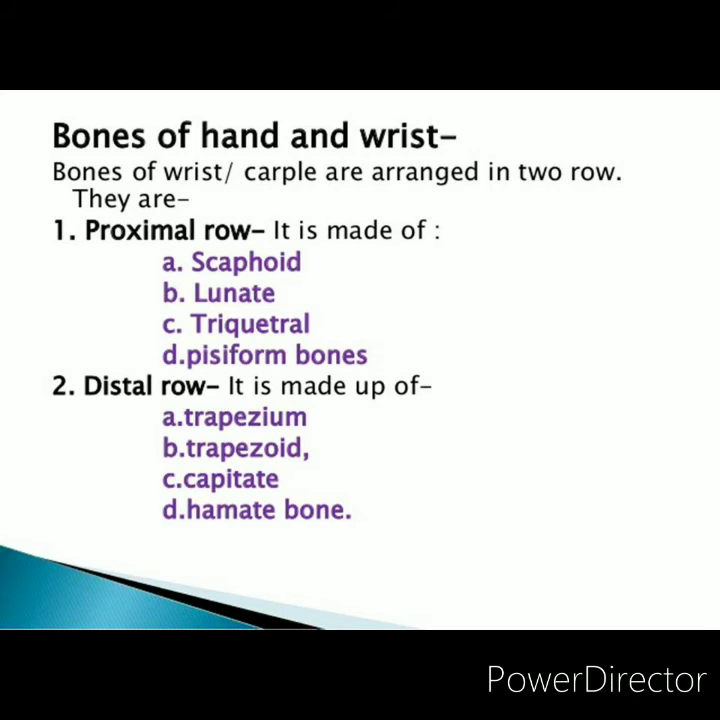There you can find four bones: scaphoid, lunate, triquetrum, pisiform. Then just below these four bones, you can find again four types of bone. That is known as the distal row, and those are trapezium, trapezoid, capitate, hamate bone. You will see in detail in the pictures in the next slide.